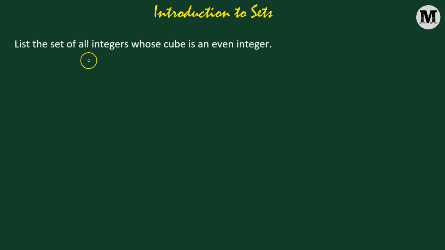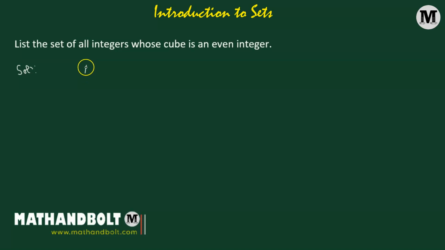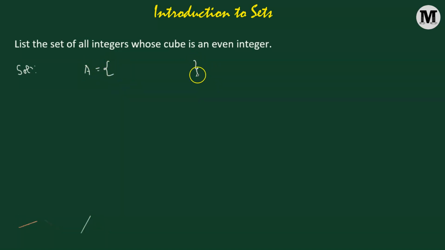So in this problem, we need to list the set of all integers whose cube is an even integer. Let us begin. Here we will consider the set to be represented by the uppercase letter A, and we'll have to list out all the elements within the parentheses. We'll come back to that in a moment.